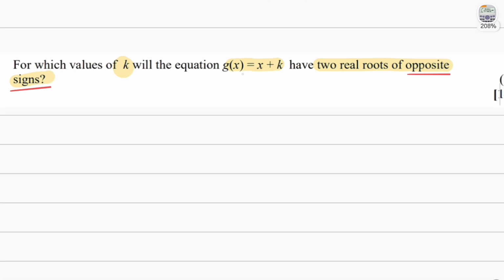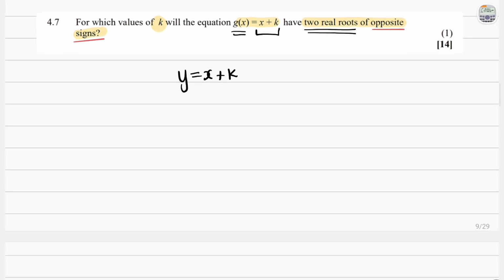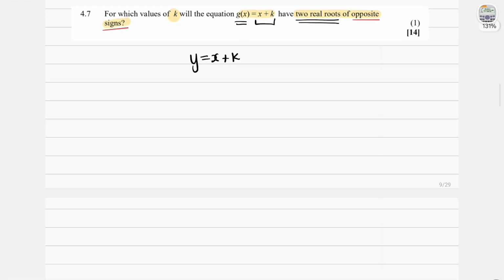They're specifically saying g of x is equal to x plus k. G of x is a graph we already know. They're equating it to x plus k. If you say y is equal to x, this is a straight line. So they're equating it to this line, y equals x plus k, and it needs to have two real roots of opposite signs. Let's just quickly understand what it means by roots.